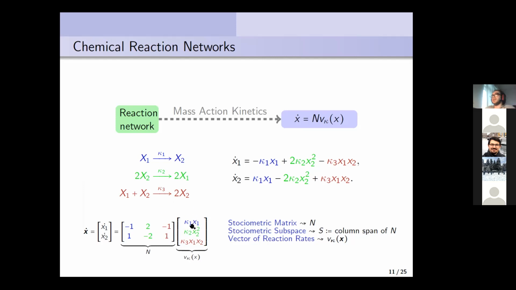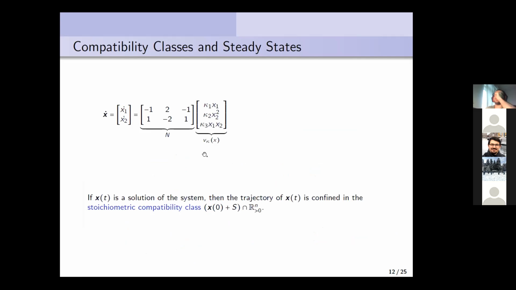And you write down the vector of reaction rates as follows. If you take this multiplication, you recover this guy over here. And why do we want to write it like this? Because we will see in the next slide. From this equation, we see that x1 dot and x2 dot can only go into certain directions in the two-dimensional space, because it can only move in the direction that is described by this matrix N.